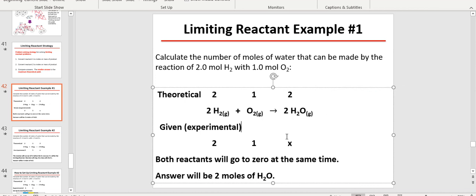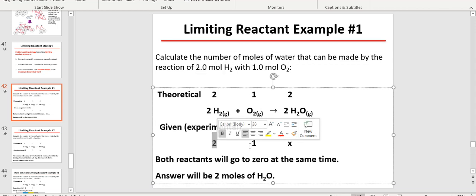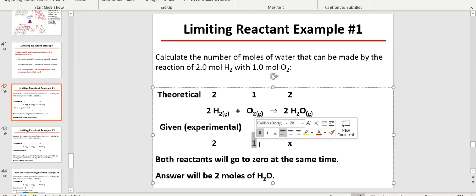All right. You're going to do the exact same thing. You're going to do your molar ratios, 2, 1, 2. Same thing. In this case, though, these are the numbers I've given you. I've given you 2 moles of this. I've given you 1 mole of this. And I'm asking how many moles of this I can make. Well, in this particular experiment, the molar ratios are 2, 1, 2, and I've given you 2, 1. So basically, this reactant and this reactant will go to 0 at the same time.